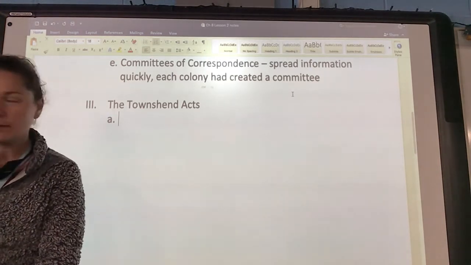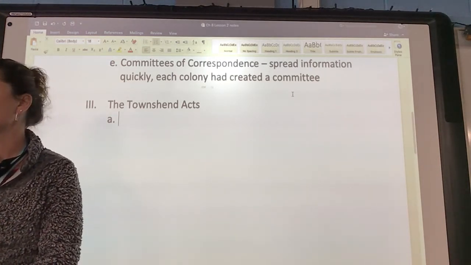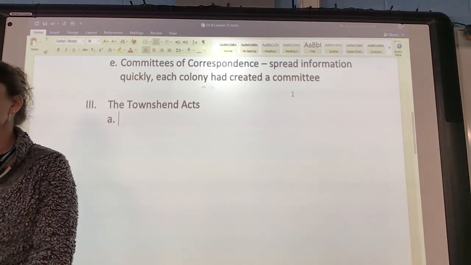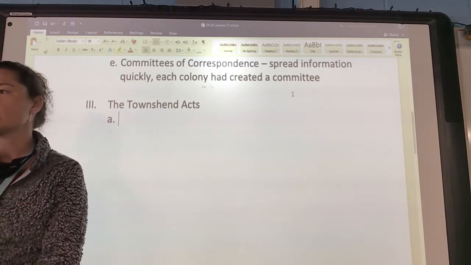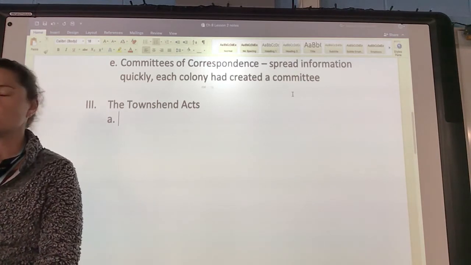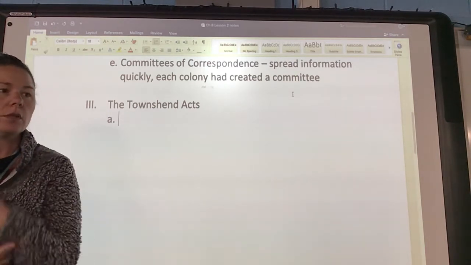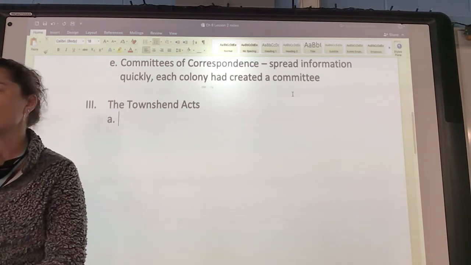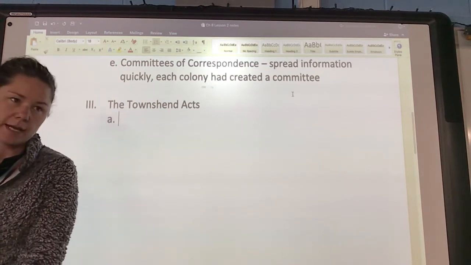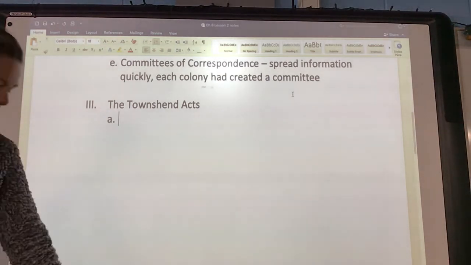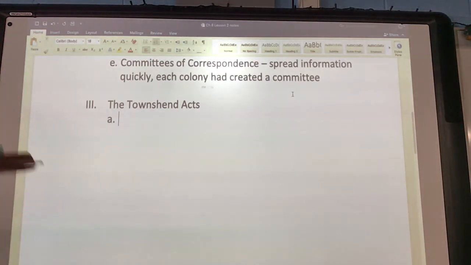So keep in mind, colonists are already getting pretty angry, right? They're protesting British goods. Okay, they're stopping those tax collectors with the Sons of Liberty. The Daughters of Liberty are trying to make their own cloth and do their own things so they don't have to pay for British goods. And then in come the Townsend Acts. I'm going to read, and you're going to follow along.